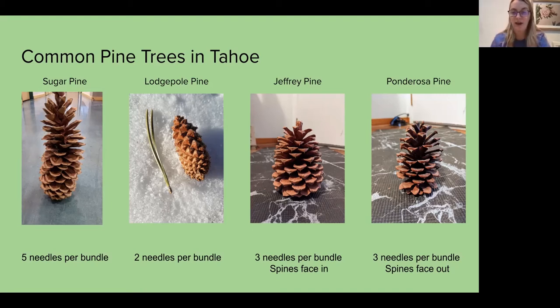And the reason for that is the spines, which stick out at the end of every piece on a pine cone, those spines face inwards on a gentle Jeffrey cone, so they do not poke you. But on a prickly ponderosa pine cone, those spines face outwards, so when you go to pick it up, it will immediately poke you. So you can tell the difference because of a gentle Jeffrey or a prickly ponderosa.